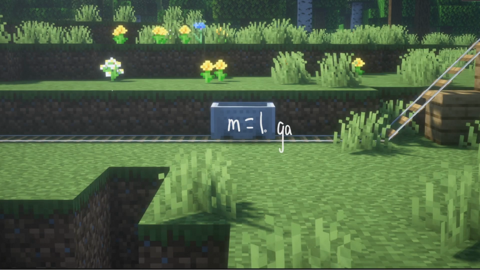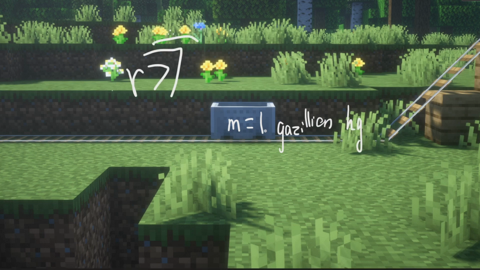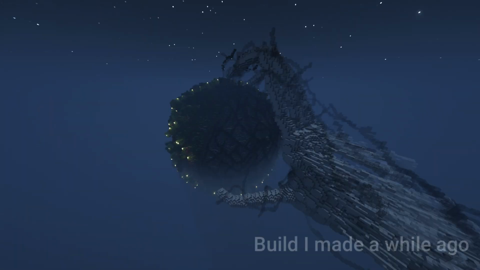But what if our m was huge, or we were super far away so that r is huge? Those questions actually come up in the context of planets. So now let's go over some of those sample problems.